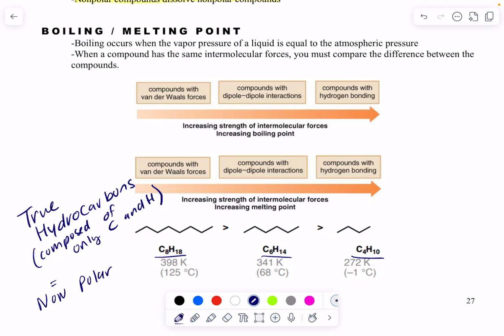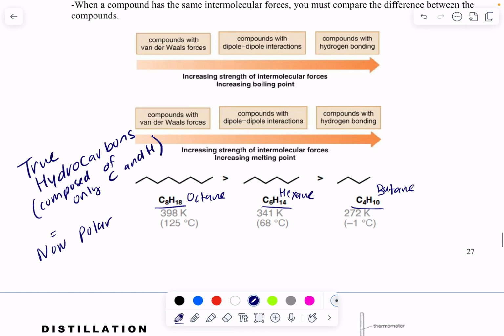So here I have something called butane. Here, this guy is called hexane. This guy is called octane. At first glance, you might be like, oh, they're all nonpolar. And that is true. But if we look here, and this appears to be their melting point, why are their melting points so different?